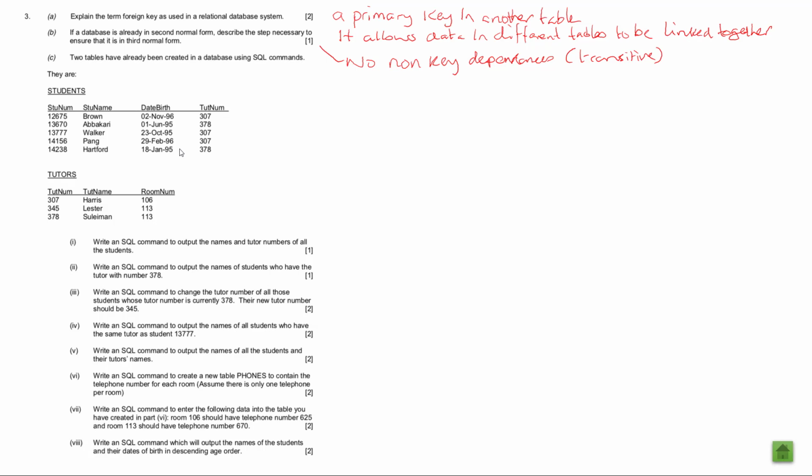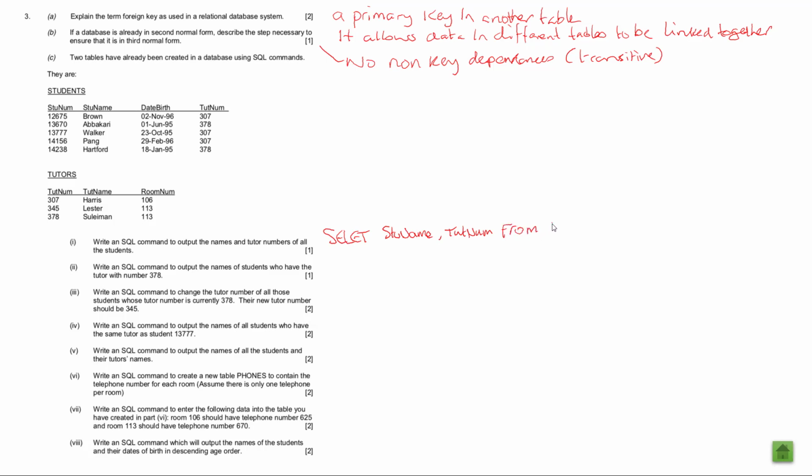2 tables have already been created in a database using SQL commands. They are students and tutors. Write an SQL command to output the names and the tutor numbers of all the students. Okay, so you would say, what do you want to select first? So you want to output the names and tutor numbers of all students. So the names, right? So you do stu name because you want the student names. STU name. You would also put down tutor numbers. Tut num. Where do you want it from?